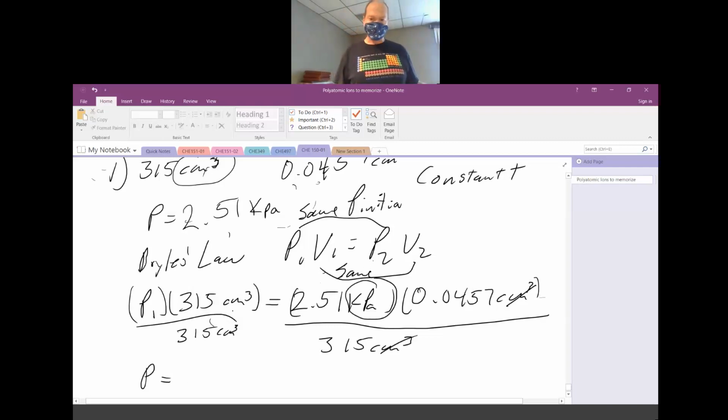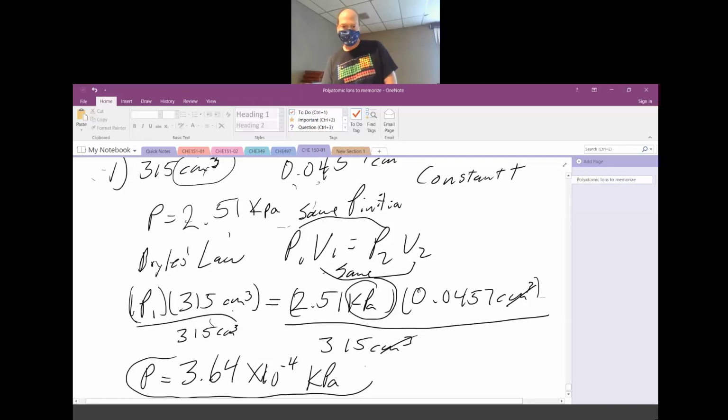All right, and you have 3 sig figs, so your answer will be given to 3 sig figs. And when you push the buttons, you get 3.64 times 10 to the minus 4 kilopascals.